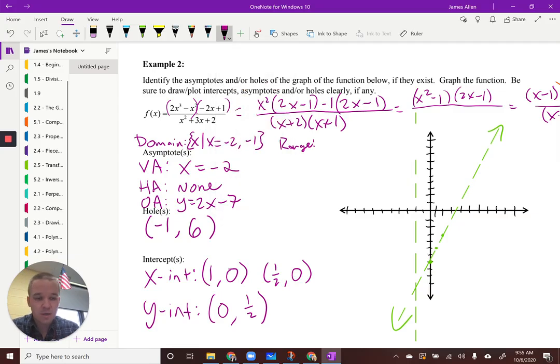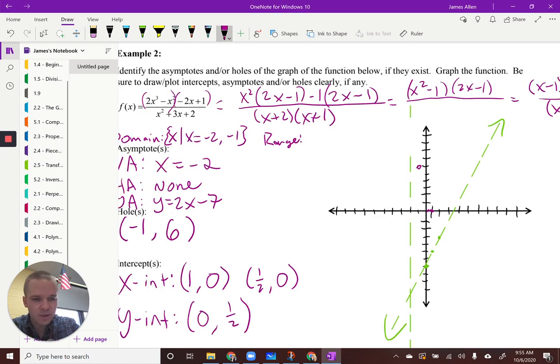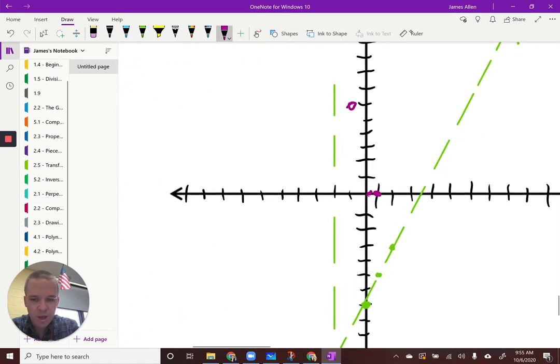So I've got my asymptotes. I have a hole at (-1, 6). So 1, 2, 3, 4, 5, 6. Don't want to forget to plot that. I have x-intercepts at (1, 0) and (1/2, 0). That is really difficult to do right there. I'm going to zoom in actually. And then I have a y-intercept at (0, 1/2). Okay, so a whole lot crunched together right there.